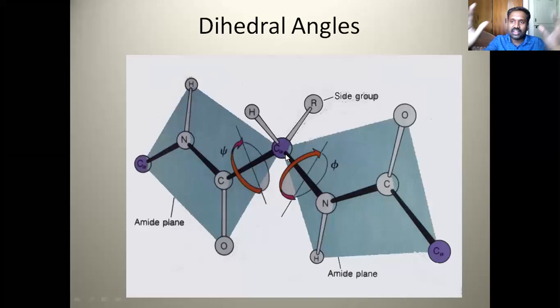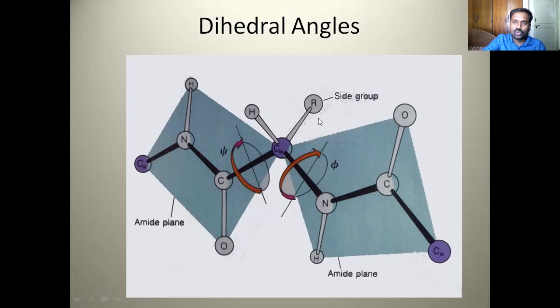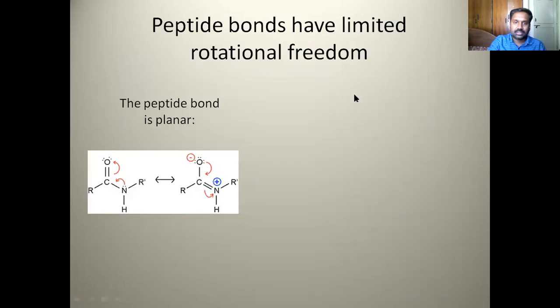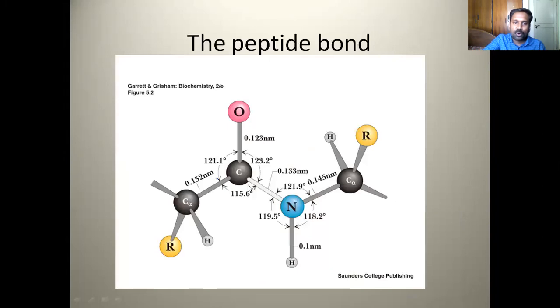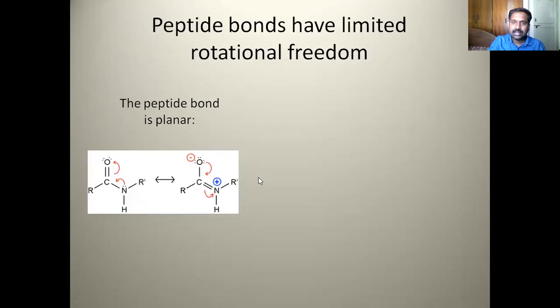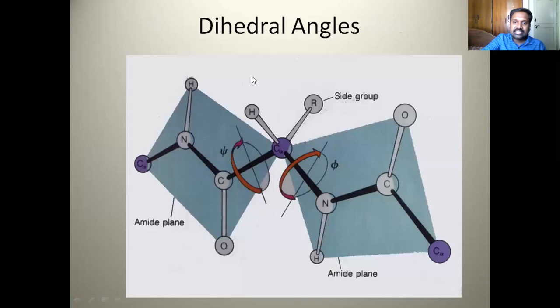There is one more way of looking into this. Instead of placing our peptide bond at the center of our analysis, we will put a C alpha at the center of our analysis. So what are there on either side of C alpha? On one side, the C alpha is connected to the carbonyl carbon of the peptide bond. On the other side, the C alpha is connected to the nitrogen of the peptide bond.